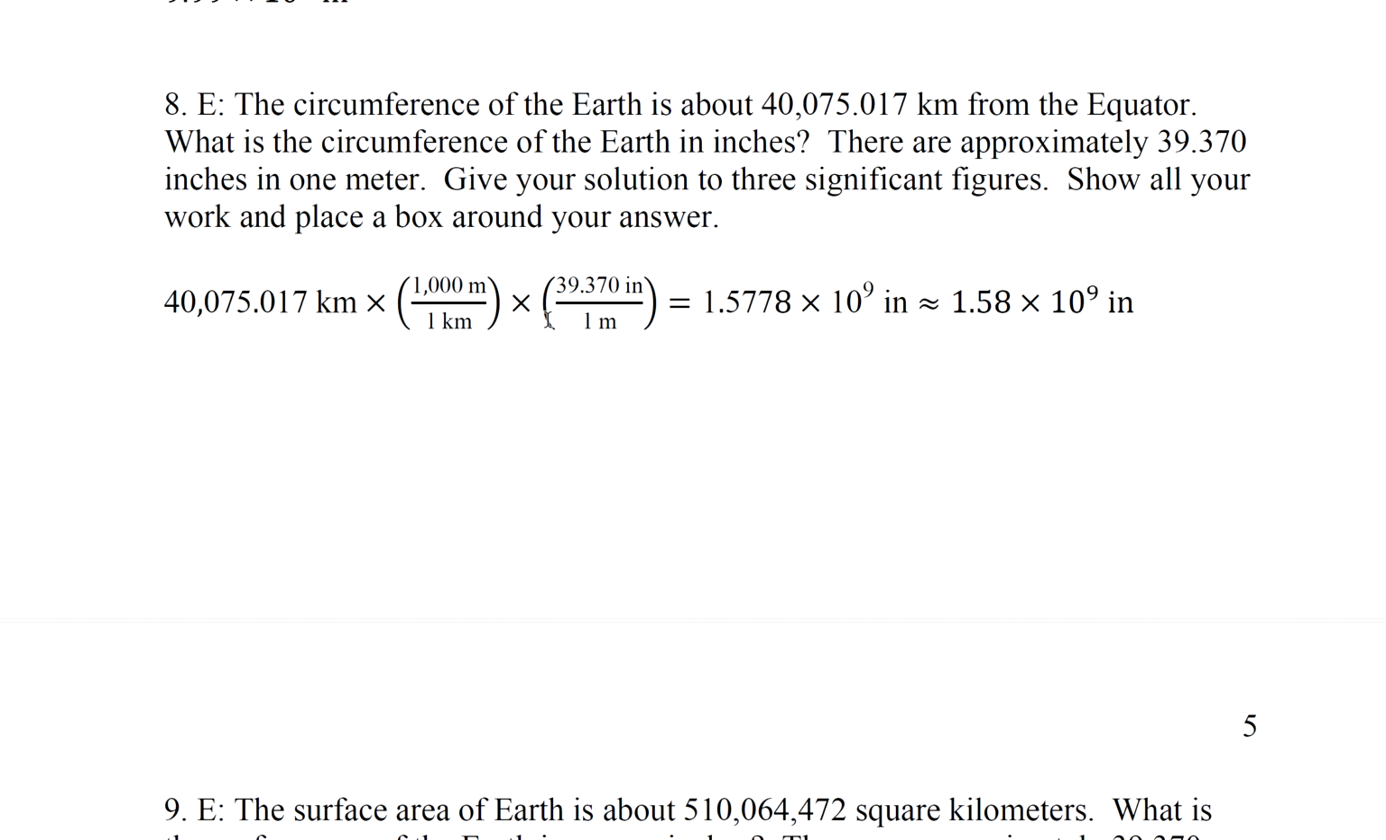Remember, everything in parentheses is equal to the number 1. So there's 1,000 meters in 1 kilometer. So that's equal to 1. There's 39.370 inches in 1 meter. That's equal to the number 1.